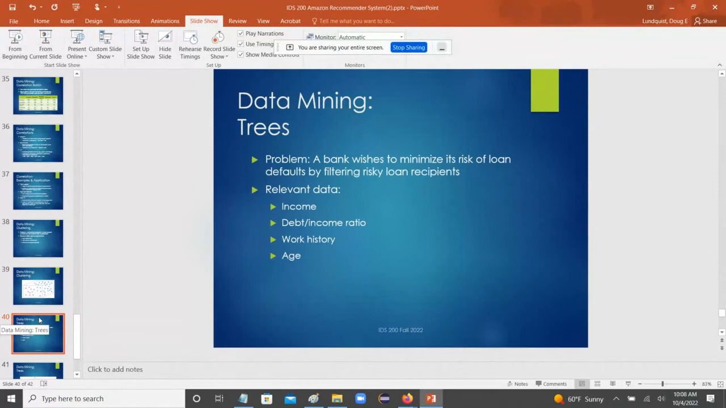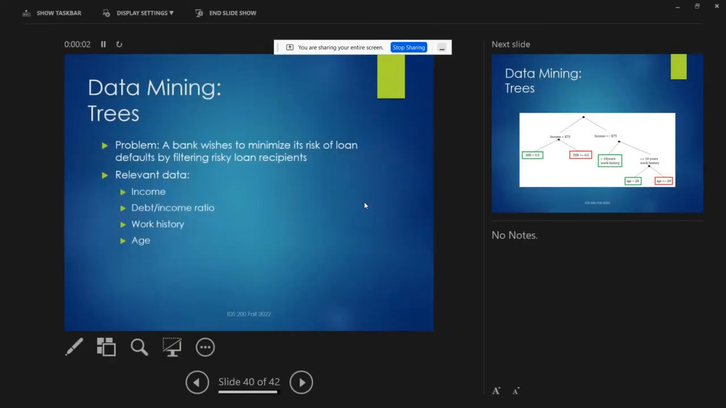Now, the next one, trees. Trees are similar but different. With trees, you're sequentially applying rules. You still have some data space that you're dividing, so it's like clustering that way. But in clustering, you just do a simple split into groups. With tree analysis, you can have groups and subgroups and sub-subgroups and so on, as long as you're finding differences between them. So trees are basically a sequential process of potentially creating many clusters.